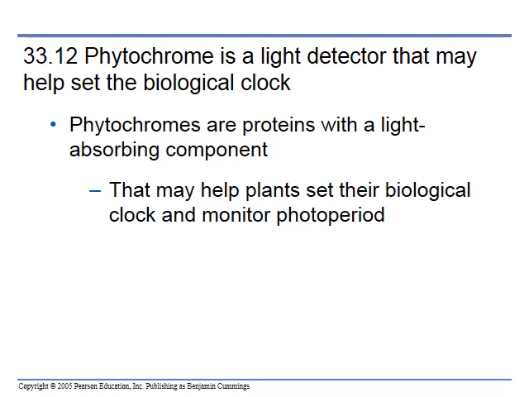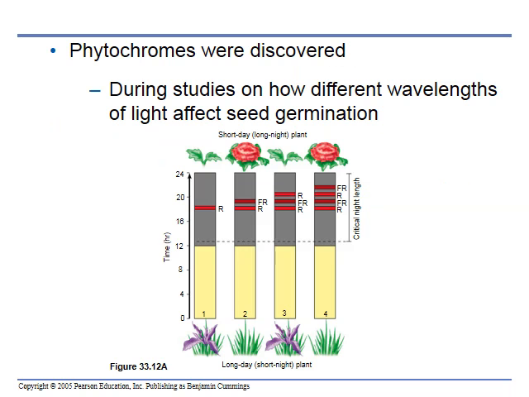A phytochrome is a light detector that may help set the biological clock. It's a protein with a light-absorbing component, and it's going to absorb light in either the red or the far red spectrum of the light spectrum. So it's either going to absorb red or far red. And this is what we think helps plants set their biological clocks.